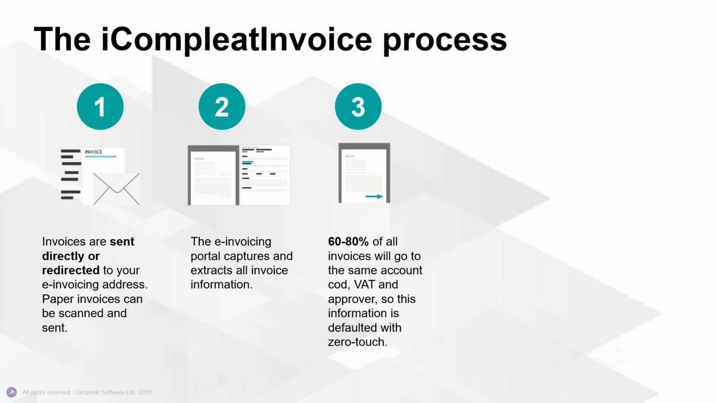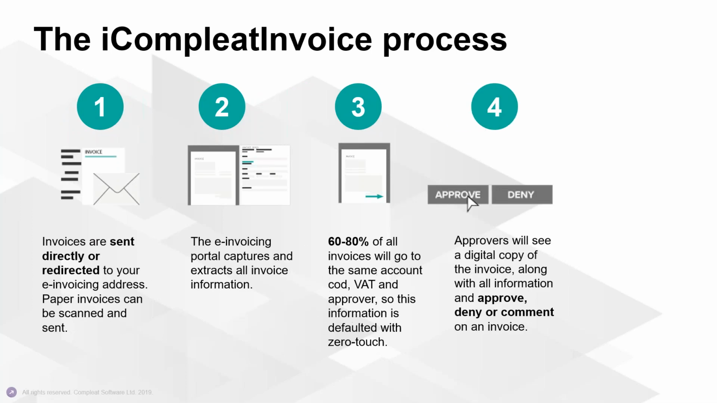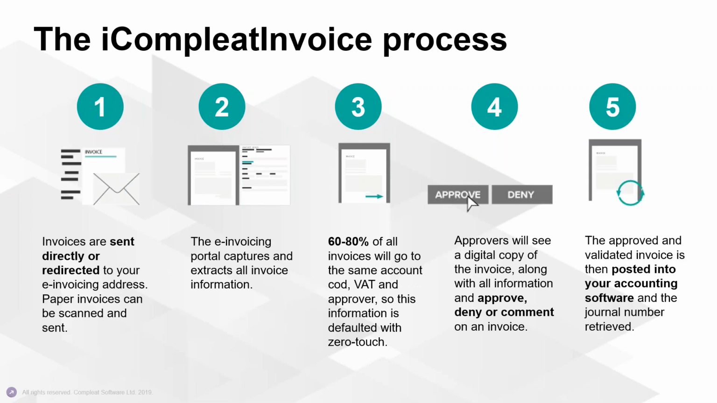Now, we understand that 60 to 80% of all invoices go to the same account code, the same VAT code and approver. This information can be defaulted, so you don't have to repeat your actions each time you receive an invoice from that supplier. This means that you can automate the whole process and post the approved transactions into your accounting system with little to zero human touch. Now, of course, we understand that some suppliers will send paper invoices in, and in this case, you can scan them in and email to the portal the exact same way.